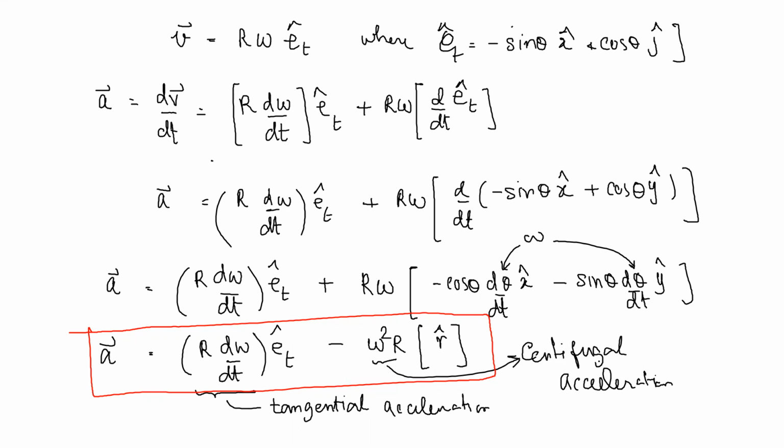And then minus omega square r. This is centripetal acceleration because it points toward the center. Or we prefer to use it centrifugal. Actually, centrifugal means away from the center, but centripetal means pointing toward the center. So this is supposed to be centripetal acceleration.